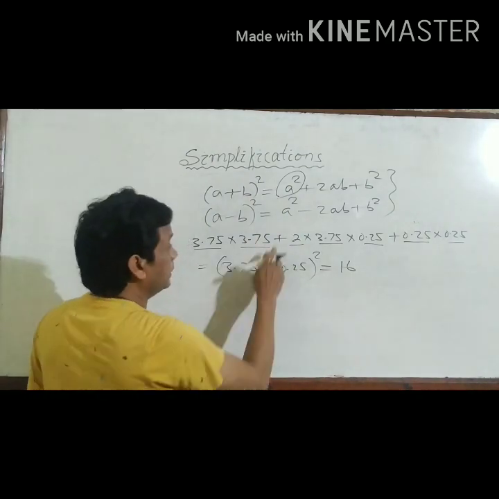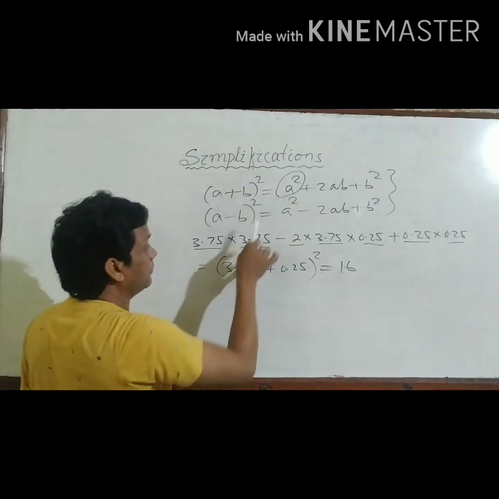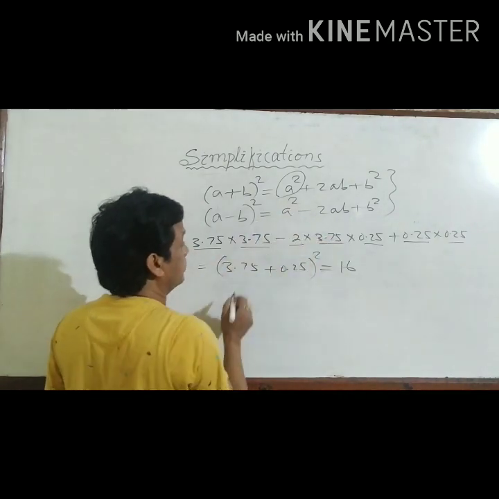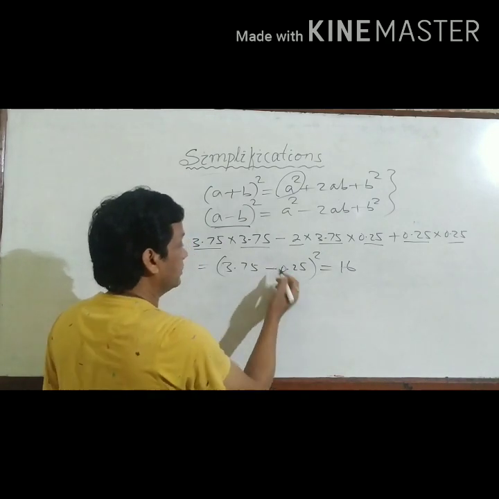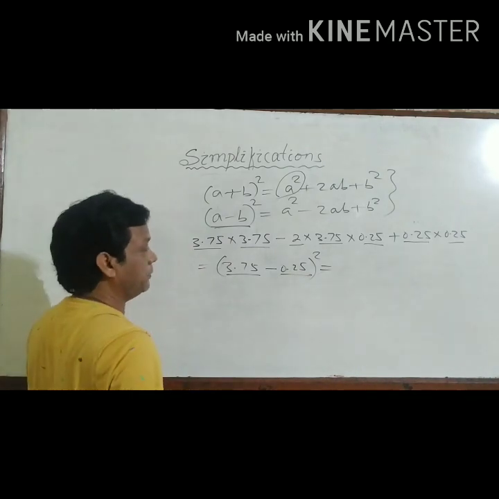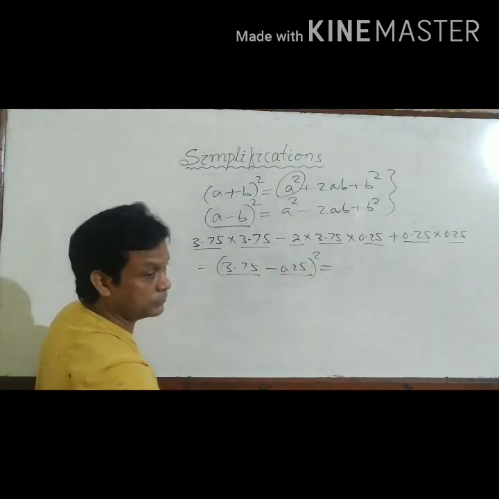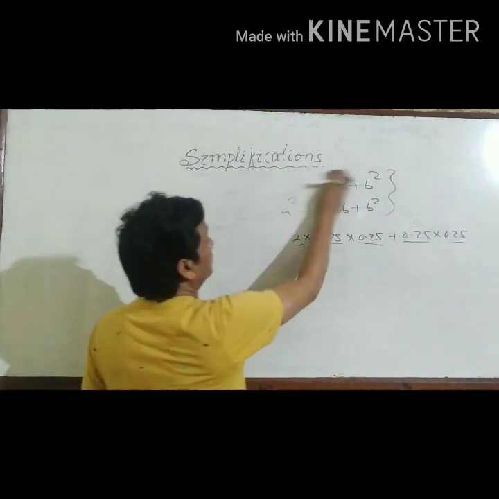And if this will be minus, see here. If you take this one as minus, that means it is in the form a square minus 2ab plus b square. So the answer will be a minus b whole square. So this will be minus. And then calculate. 3.75 minus 0.25, it will be 3.50. Then whole square of 3.50. See here.